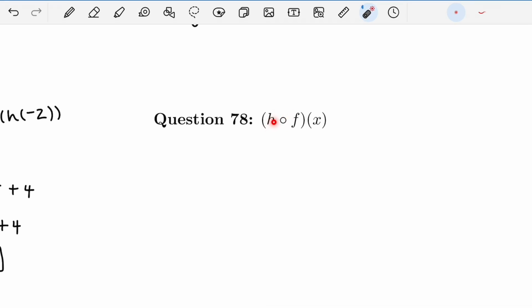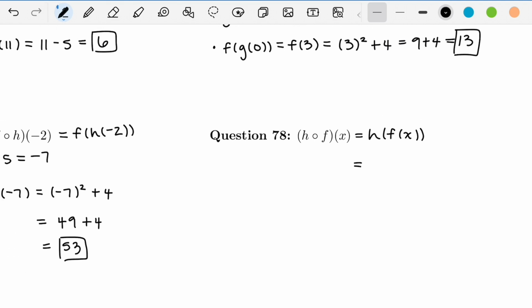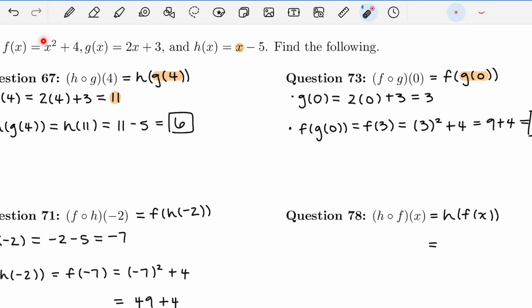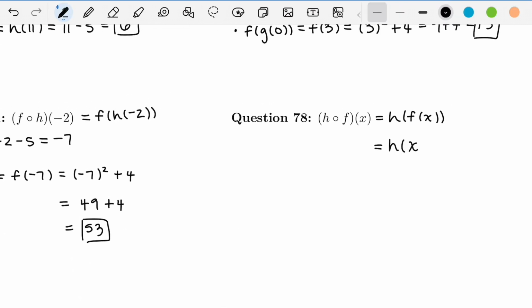And lastly, we're going to evaluate h of f of x. So in this case, we're just going to compose this function with another, and this other function is not going to be evaluated at a specific value. So we have h of f of x. So we're just going to plug this directly into our polynomial function h. We're going to plug f of x, so x squared plus 4, directly into this x value for h here. So f of x is x squared plus 4. So we're going to plug this directly into our polynomial function h.